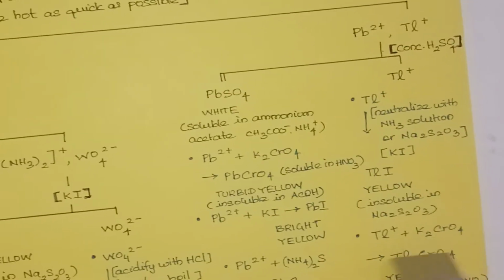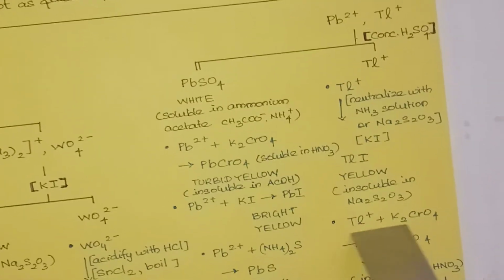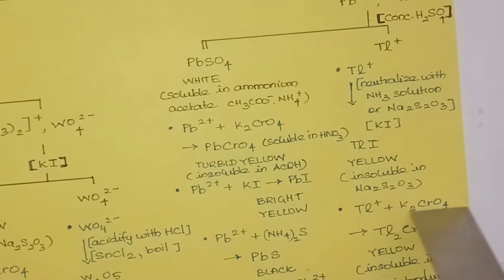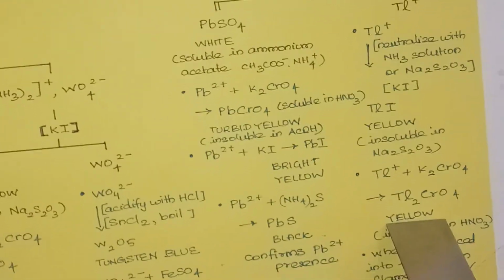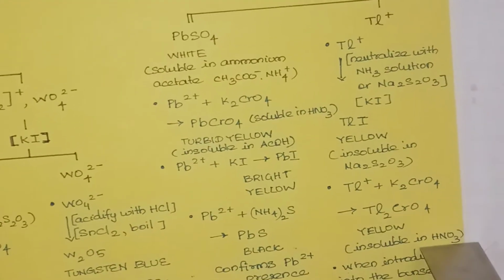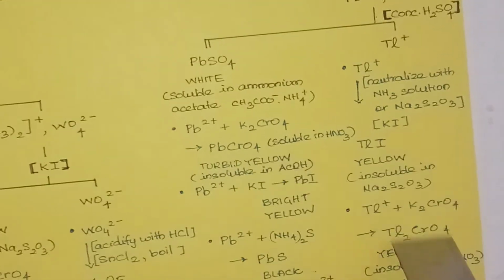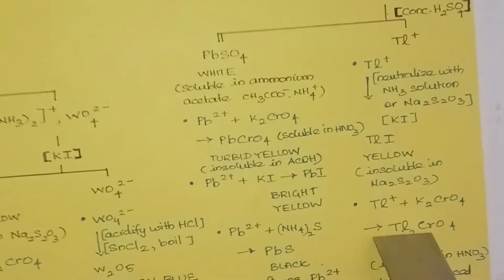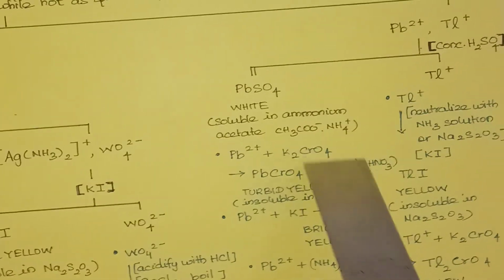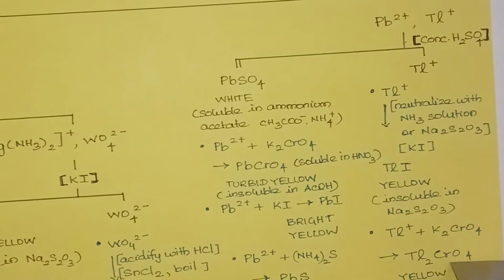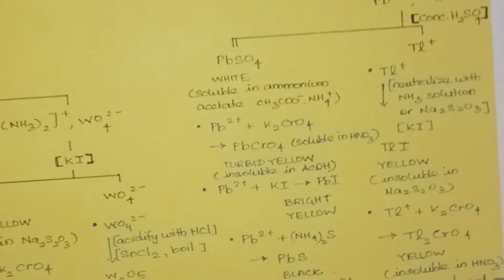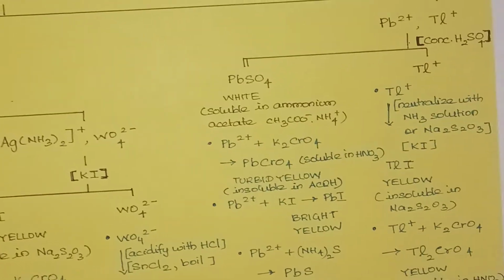One more confirmatory test is thallium with potassium chromate, which will give you turbid yellow again, which is insoluble in nitric acid. Lead chromate is soluble in nitric acid. Thallium chromate is insoluble in nitric acid. So this is a point of difference.